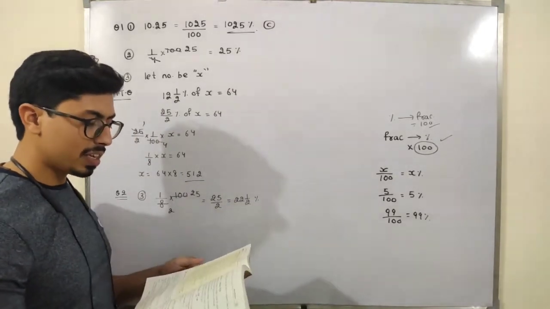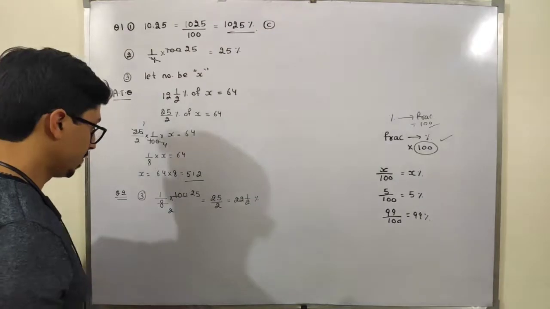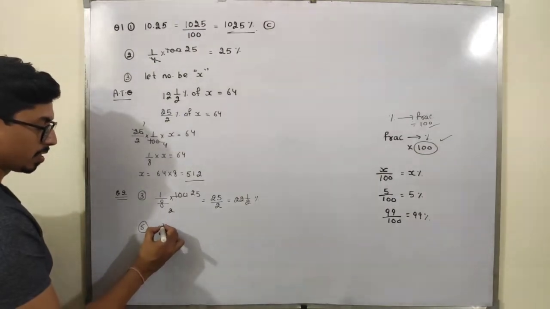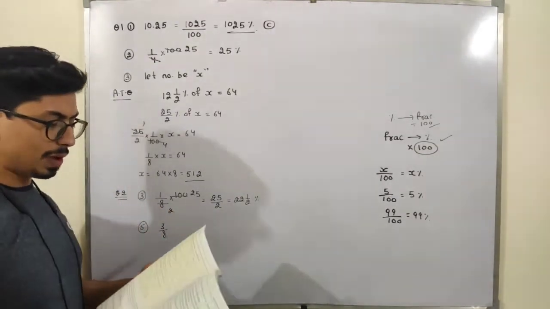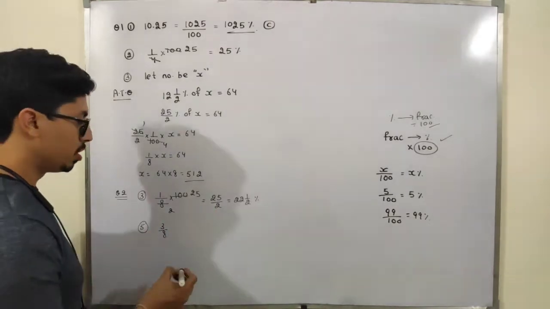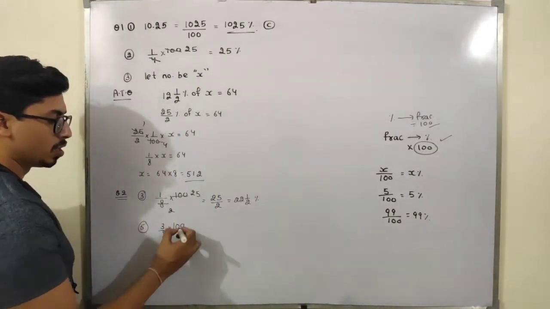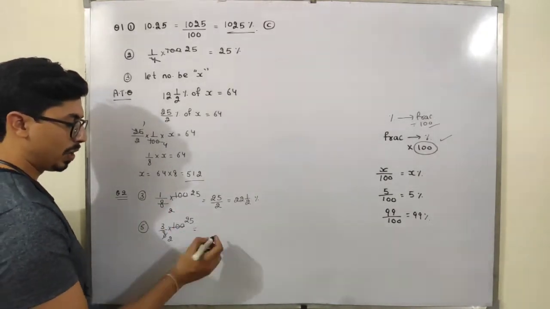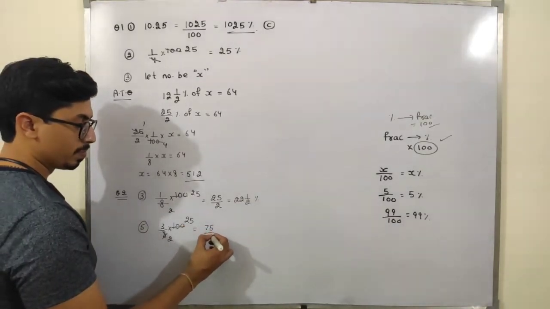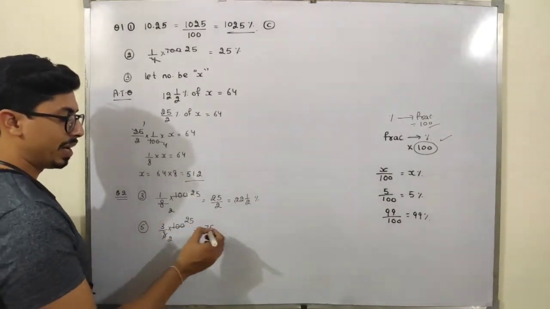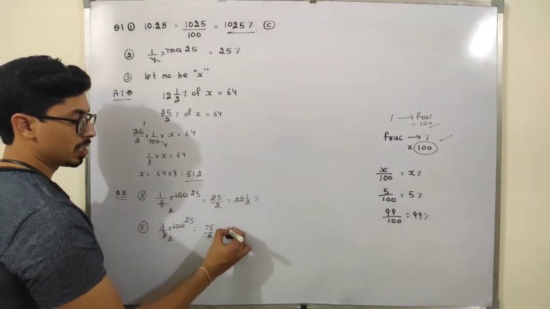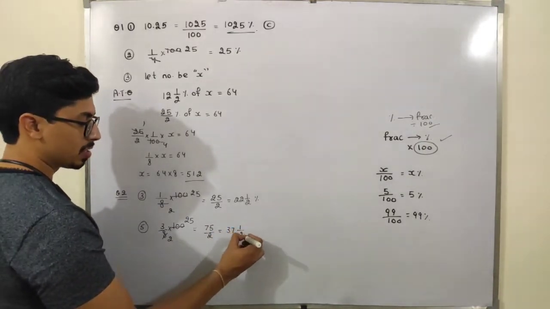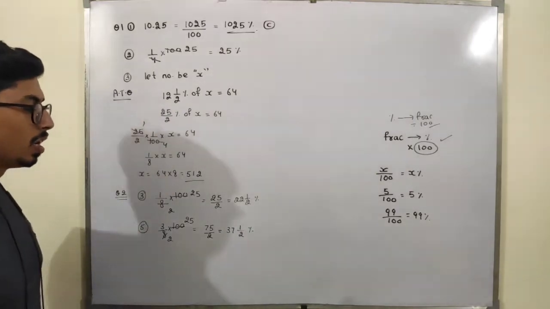Now students, if I take any other example, like the fifth part, what is it, students? 3 by 8. This is the fraction value and I have to convert it into a percentage value. So just multiply it by 100. 4 into 25, 4 2s are 8. Now if I multiply them, it will be 75 by 2. Now if I divide them, 2 3s are 6, 2 7s are 14, remainder is 1, so it will be 37 and 1 by 2%.